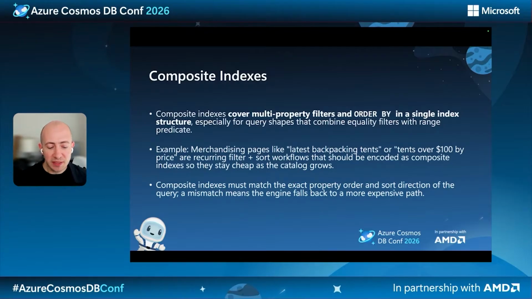And the composite index needs to match the order and the sort direction in which you're going to leverage it in the query. So just keep that in mind. And of course, you have to add composite indexes; they're not indexed by default in Cosmos DB.